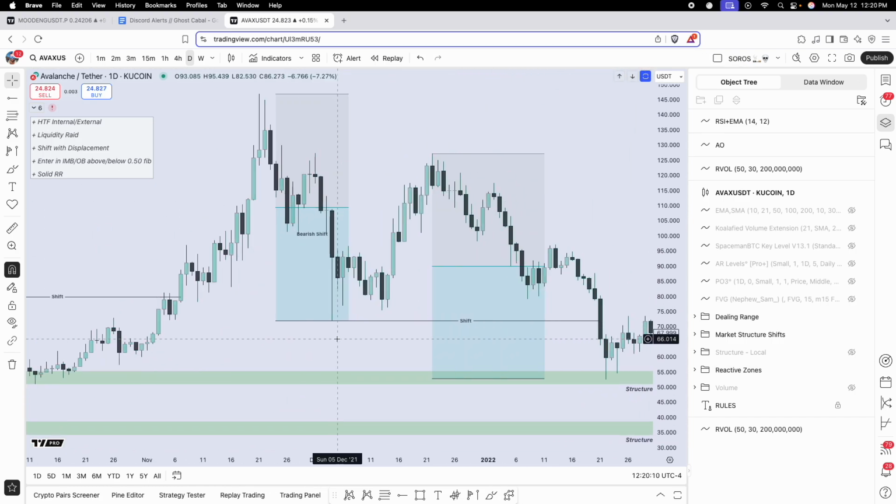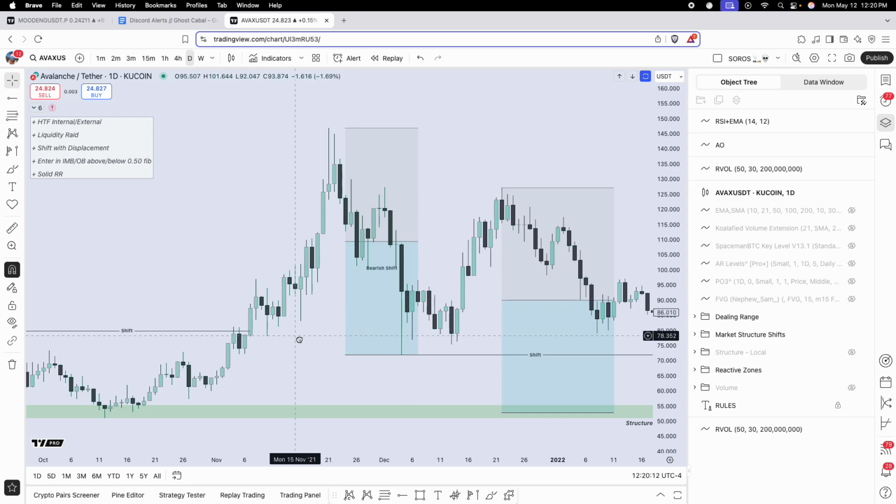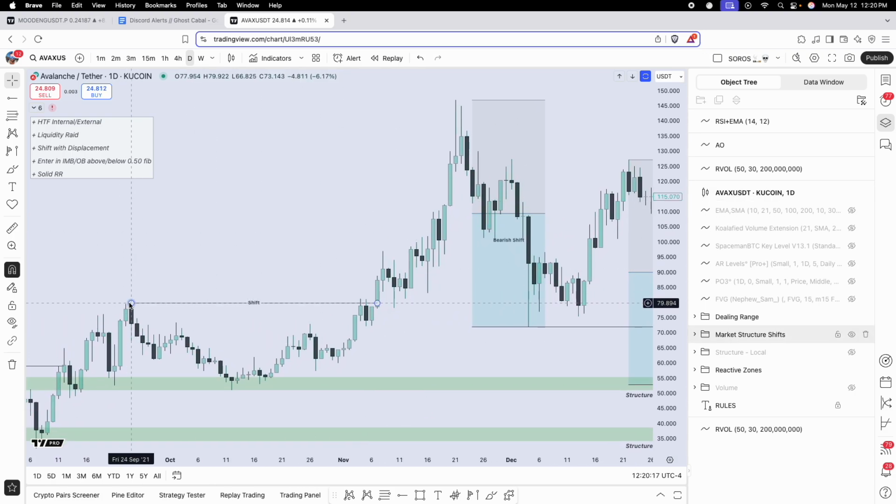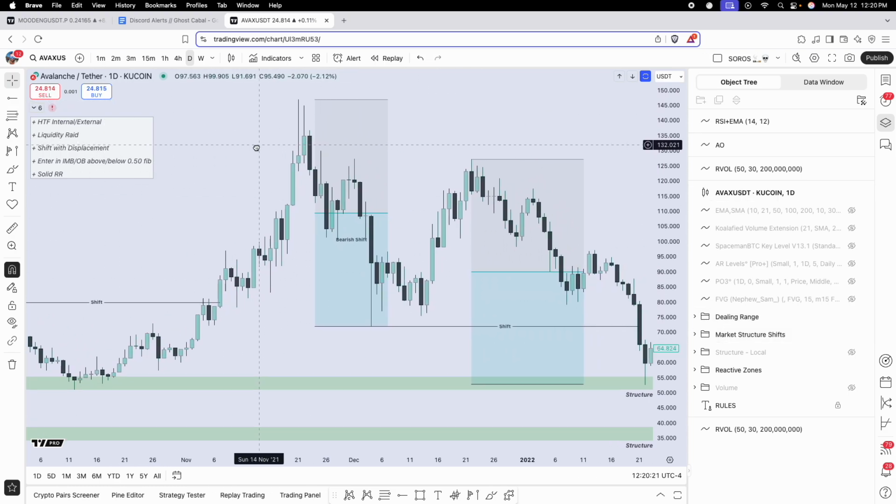We're outlining the swing low that took out a previous low and swing high that took out a previous high. So basically this was the previous structural high. That high took that one out. So that's our dealing range high.